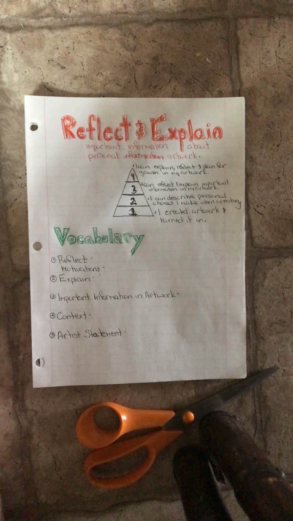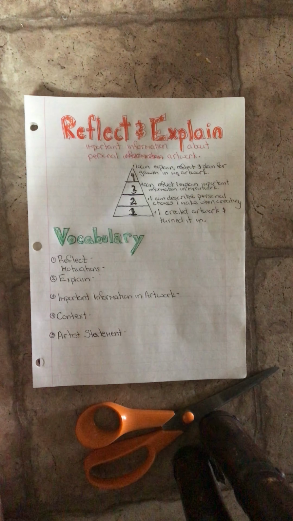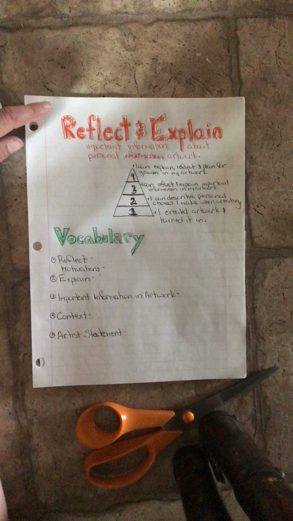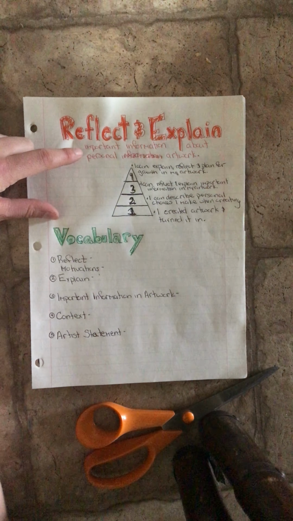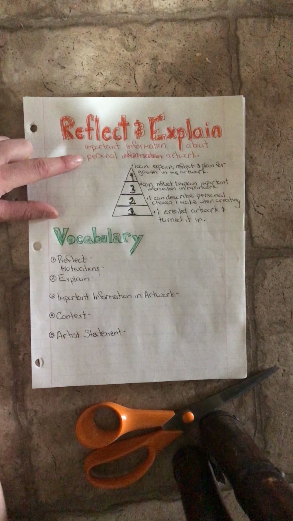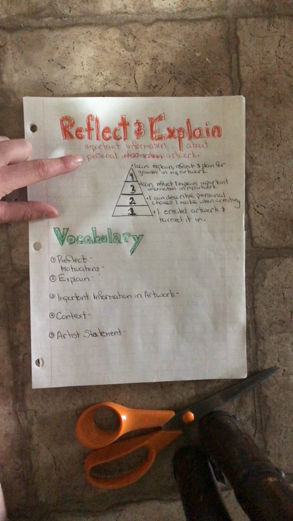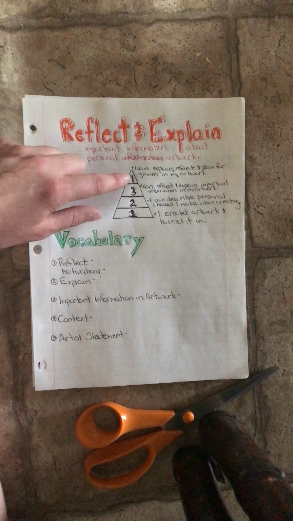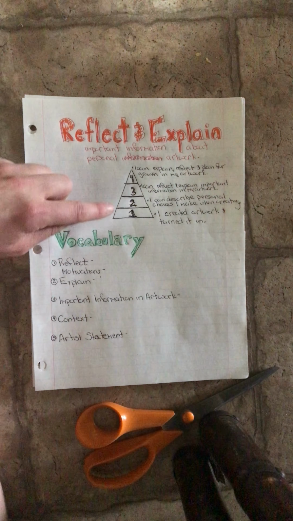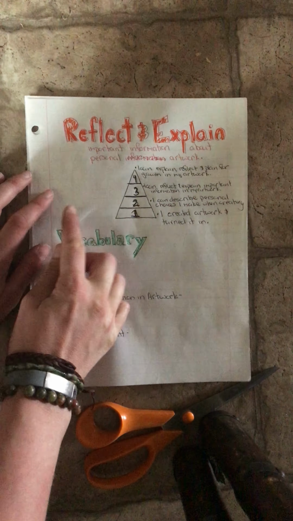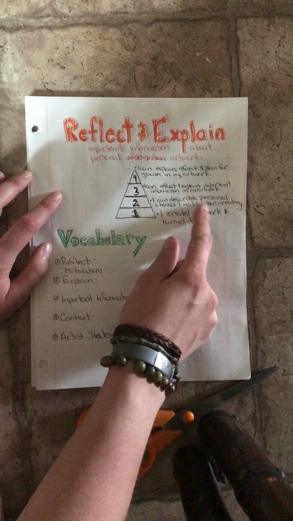Hello, 7th graders. This is the video on our new standard, Reflect and Explain Important Information About Artwork, Personal Artwork. I have the rubric for you here. I did it in pyramid form today. You guys might have the strip of paper I gave you in class.